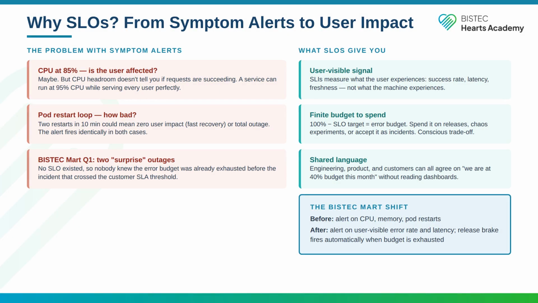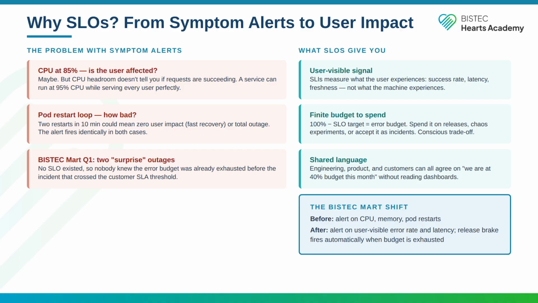Let's start with the failure mode that motivated SLOs in the first place. You get an alert, CPU at 85%. Is the user affected? Maybe. A service can run at 95% CPU while serving every request perfectly. It just has no headroom. Or it can run at 60% CPU while timing out 30% of requests. Symptom alerts fire identically in both cases. You have no idea which one you're in until you dig.